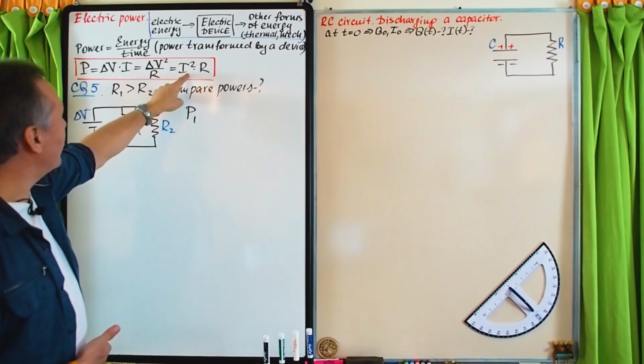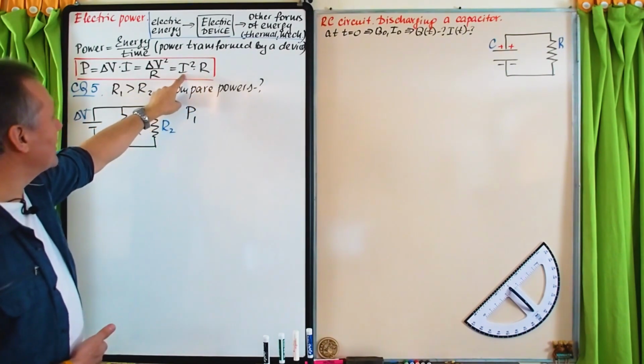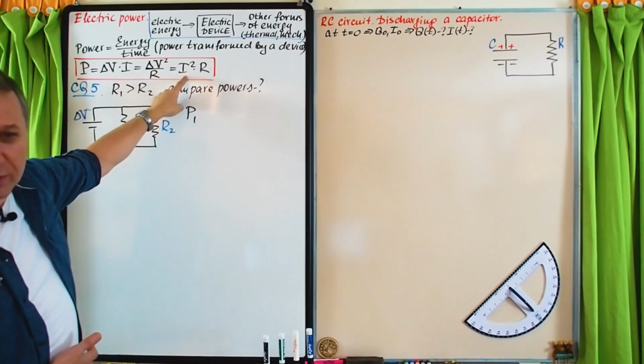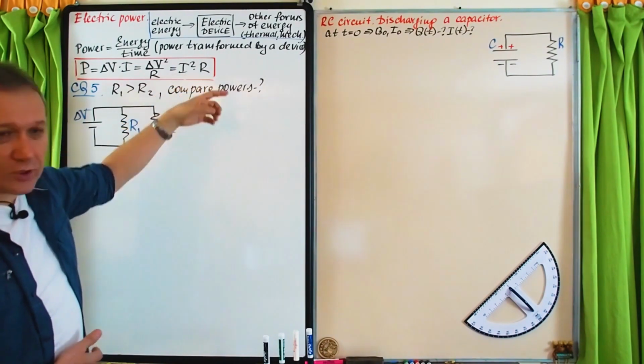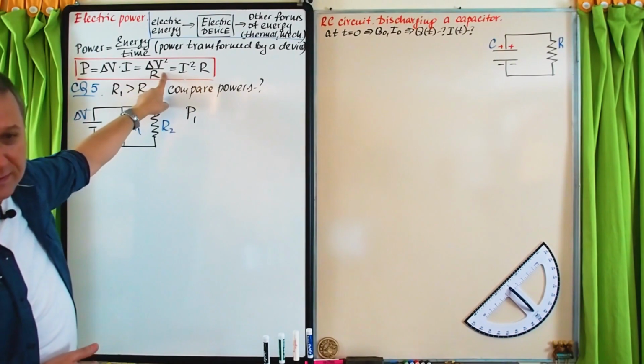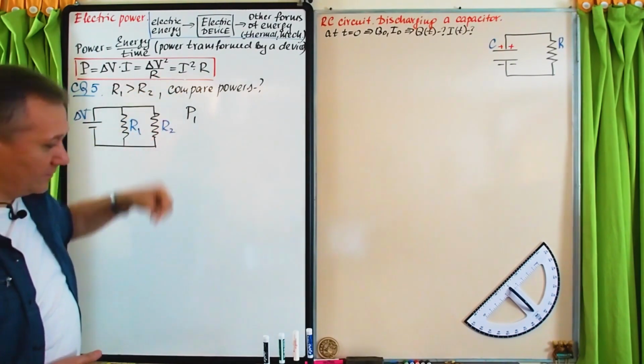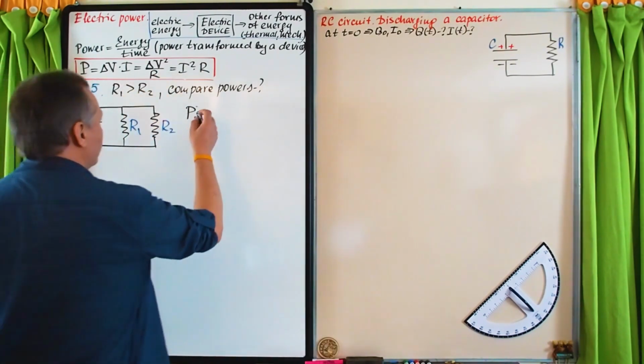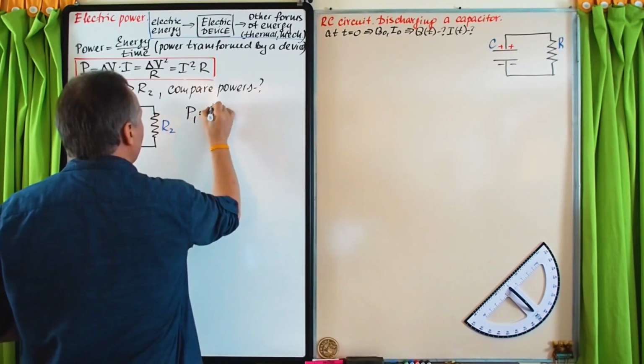And about this, I squared times R, again the same problem. We don't have information about I, current. Information about R, yeah, we do have. Right. So it looks like this is the best option. Okay, so let's try to use it. So it will be delta.